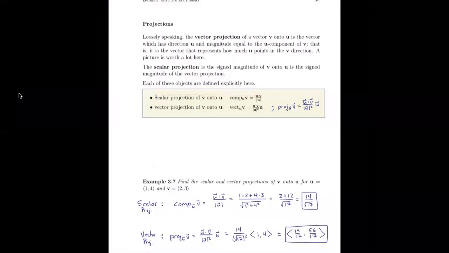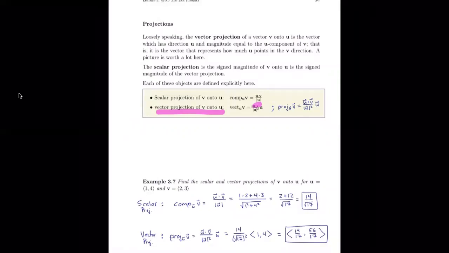Notice how this notation is set up. v onto u, and we use this calculation right here. The vector projection of v onto u calculates the projection of v onto u, quite literally, and this result is a vector. The previous result was a scalar, but the vector projection will be a vector.